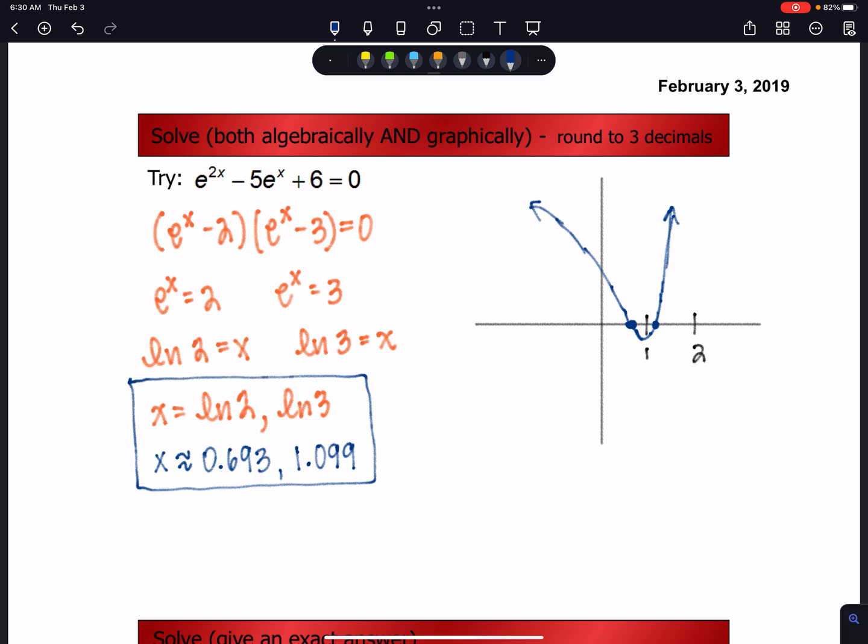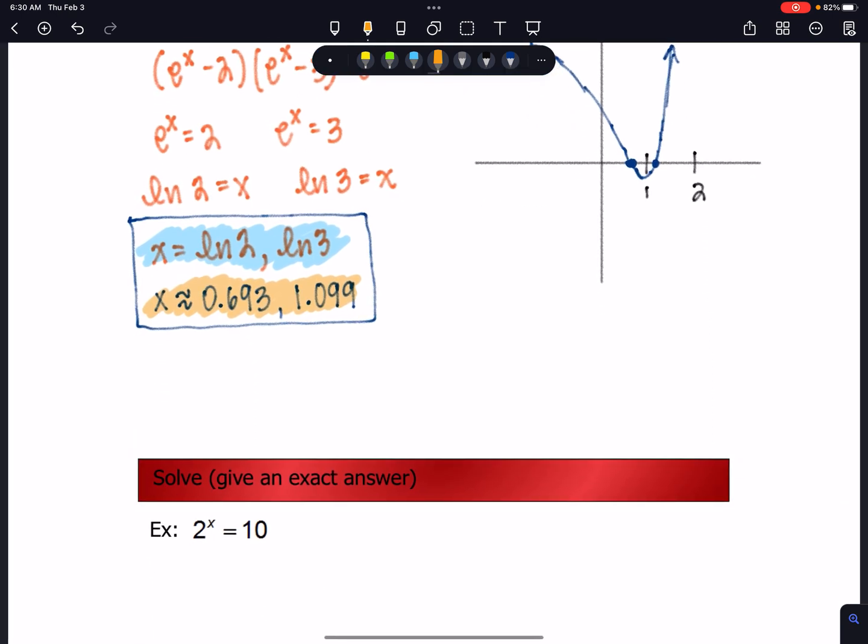So we have two answers, natural log of 2 and natural log of 3. The blue highlight is the exact answer, and the orange highlight is the approximate answer. Okay, in the next video, we're going to continue to solve a few more exponential equations and go into some logarithmic equations.